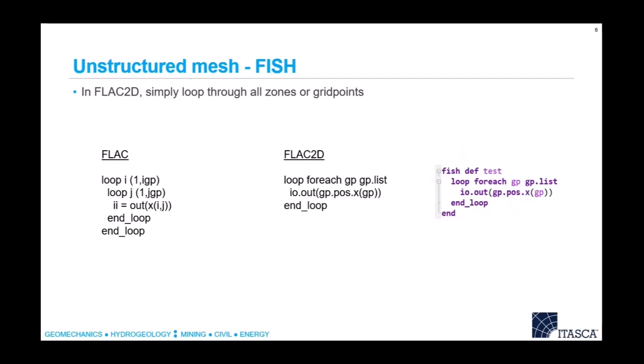In the old FLAC world, you're actually looping through the grid, right? So you're looping through all of the i's from 1 to the number of grid points, and all of the j's from 1 to the number of grid points, and doing something to them. Because again, this works because it's a structured grid. In FLAC2D, that doesn't work. You just say loop through all the grid points, and they're in some giant list, right?